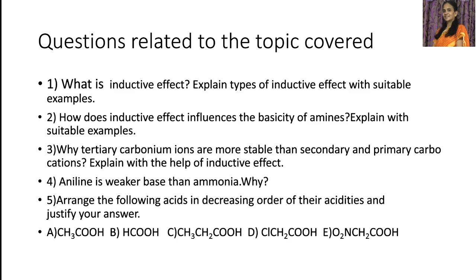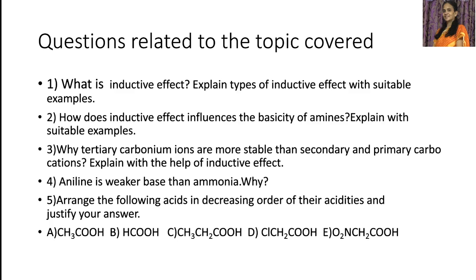Next one, aniline is a weaker base than ammonia. Why? Aniline is a weaker base than ammonia because in aniline, C6H5 and NH2, the C6H5 group is electron withdrawing, that is due to delocalization of electron density on the nitrogen atom. The electron pair on nitrogen is less available to accept the proton. Therefore, in aniline, the basic character is less when compared to ammonia.